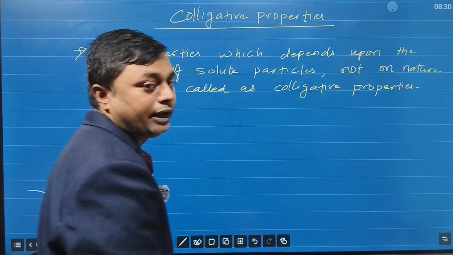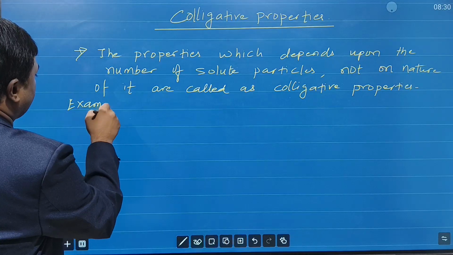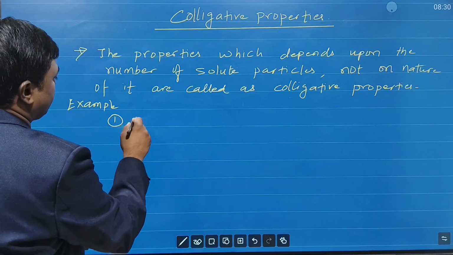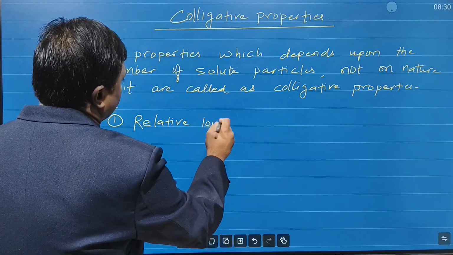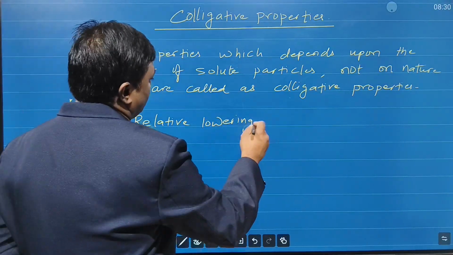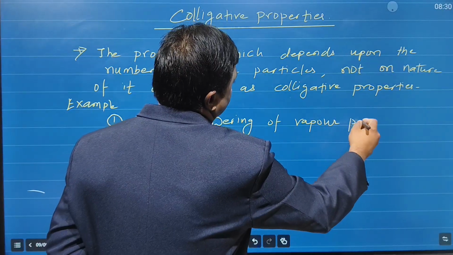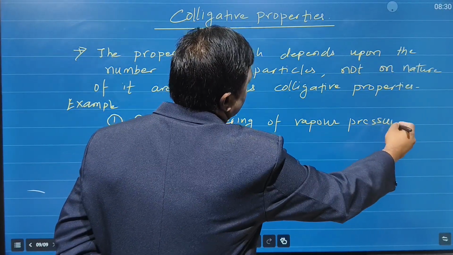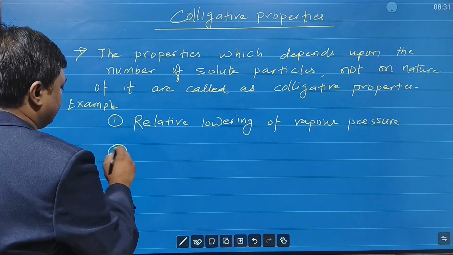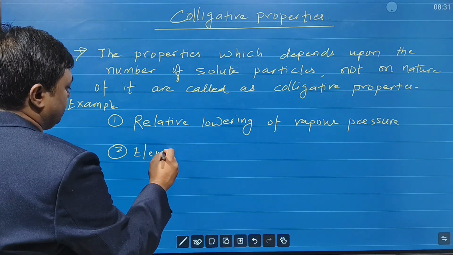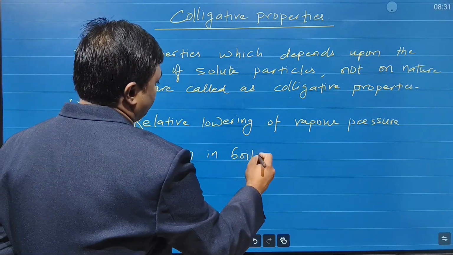So there are four colligative properties actually. First one is relative lowering of vapor pressure. This is the first one. Second one is elevation in boiling point.